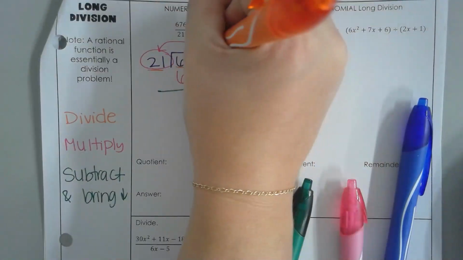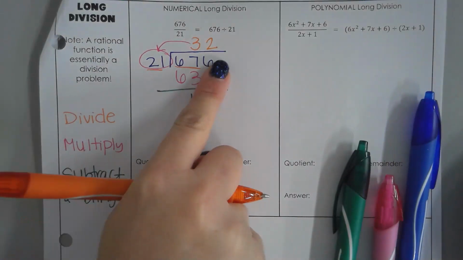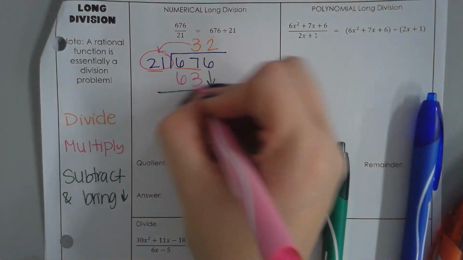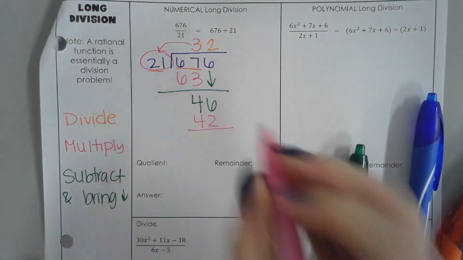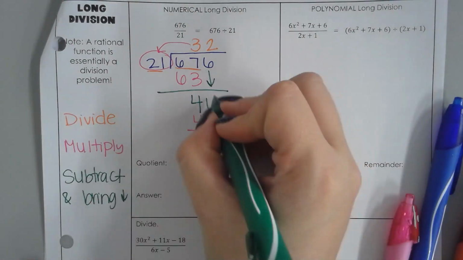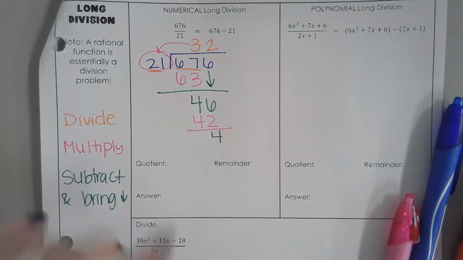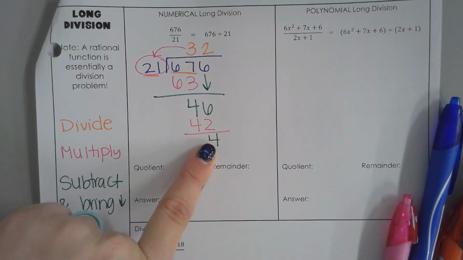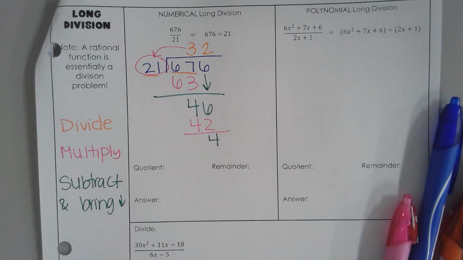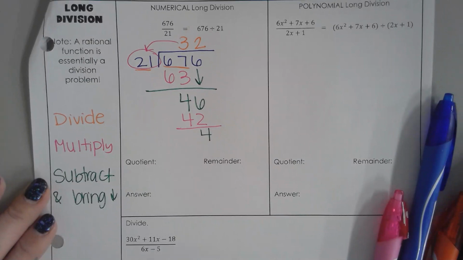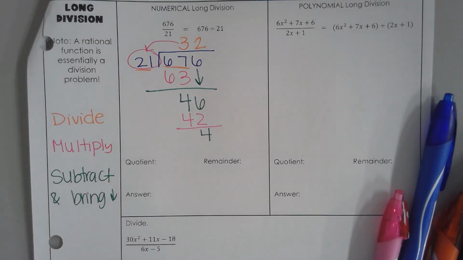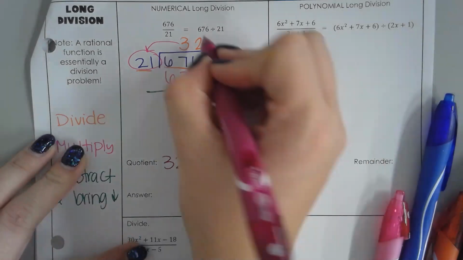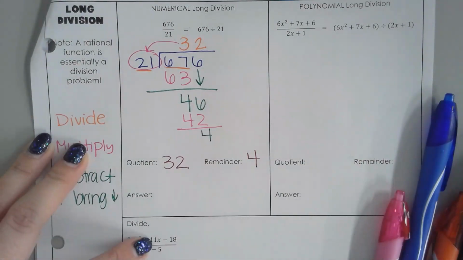2. 21 times 2 is 42. And then we subtract. And if I have nothing else to bring down, what do I call the 4? That's my what? Remainder. Right. So when I get done, I can say, okay, well, my quotient is 32 with a remainder of 4.